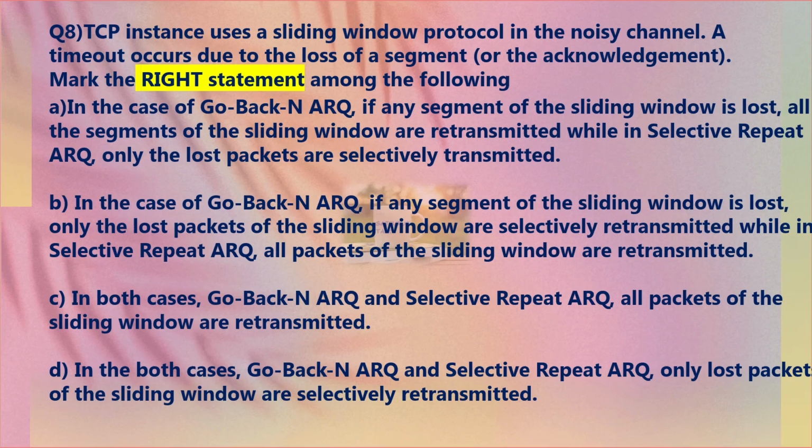Now, in the case of Go-Back-N ARQ, if any segment of the sliding window is lost, all the segments of the corresponding sliding window are retransmitted, while in selective repeat ARQ, only the lost packets are selectively transmitted. So the right statement here is, in the case of Go-Back-N ARQ, if any segment of the sliding window is lost, all the segments of the sliding window are retransmitted, while in selective repeat ARQ, only the lost packets are selectively transmitted. So the other three are false statements.